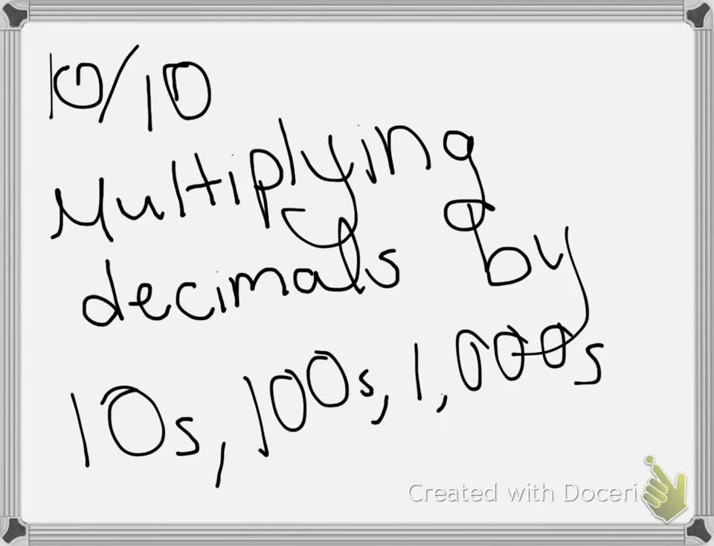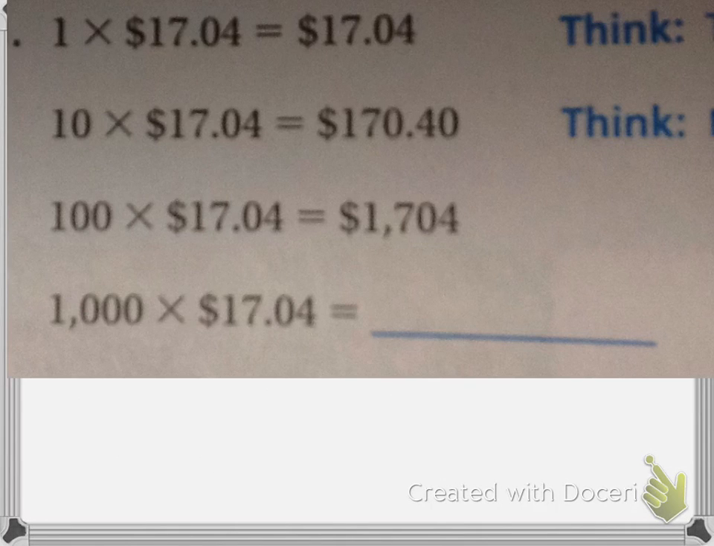All right, so this whole week we're going to be focusing on multiplying decimals. So the very first thing that we need to be able to do is multiply by tens, hundreds, and thousands. I've shown you how to do this on your own. Now we're going to think about it a little bit differently, but it's the same concept. So here we're just multiplying by decimals.